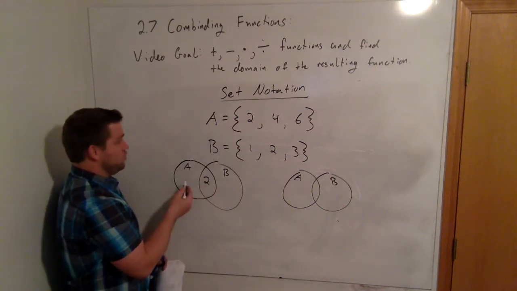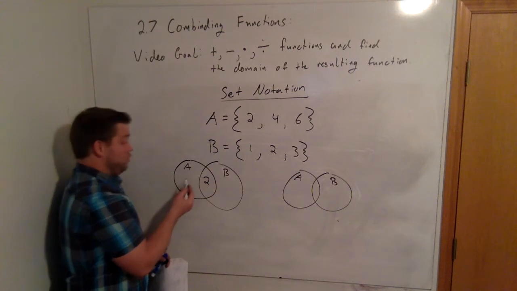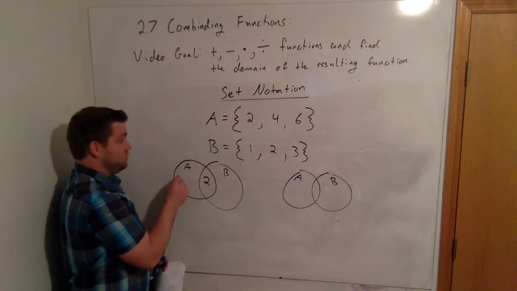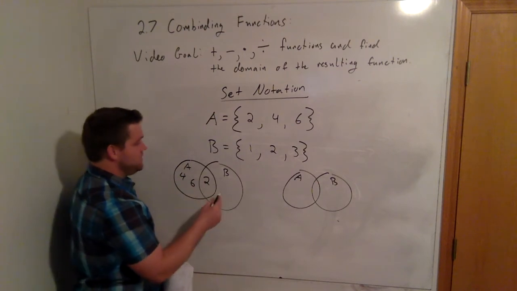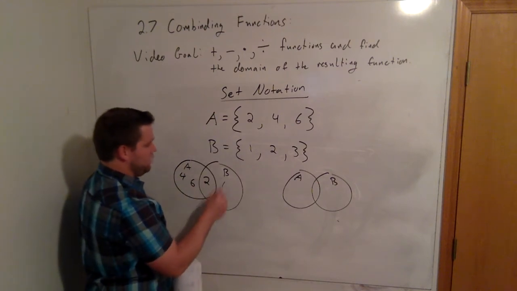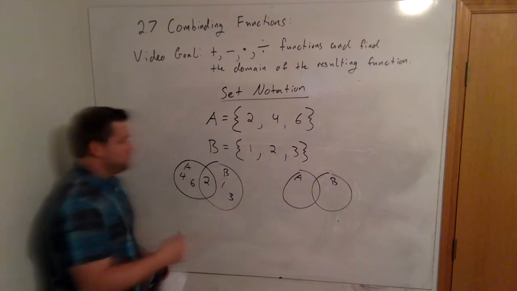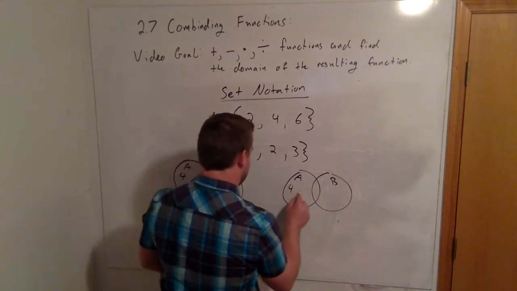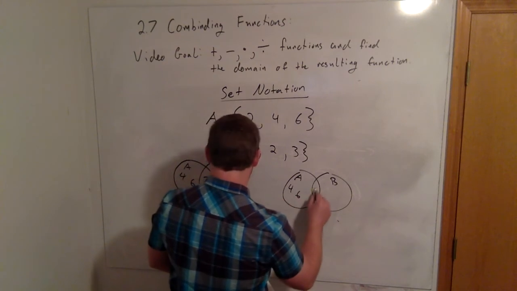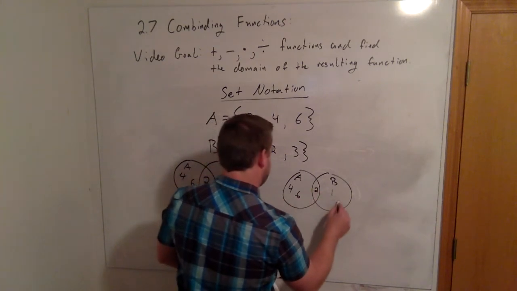Okay, maybe you would only win bet A if you rolled, let's see, a 4 and a 6. And you'd only win bet B if you rolled a 1 and a 3. But if you rolled a 2, you would win both bets. So here's a 4 and a 6. Here is a 2 and a 1 and a 3.